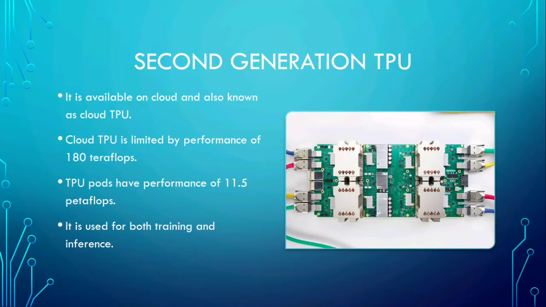Second generation TPU. The second generation TPU was announced in May 2017. This TPU is now available in cloud and also known as Cloud TPU and supports training and inference. Google stated the first generation TPU design was limited by memory bandwidth, and using 16 GB of high bandwidth memory, the second generation design increased bandwidth to 600 GB per second and performance to 45 teraflops. The TPUs are then arranged into 4 chip modules with a performance of 180 teraflops. Then 64 of these modules are assembled into 256 chip pods with 11.5 petaflops of performance.